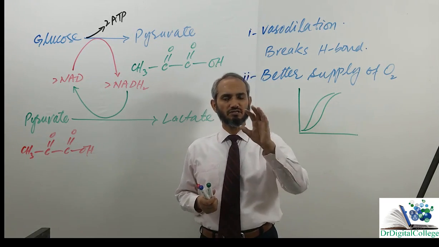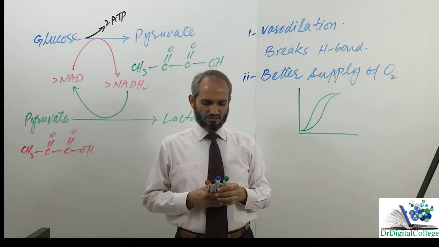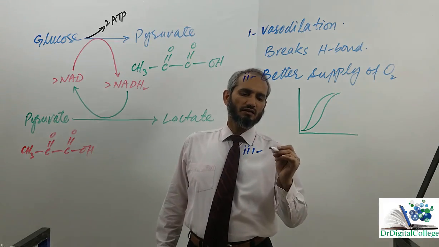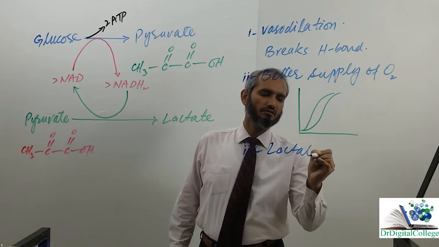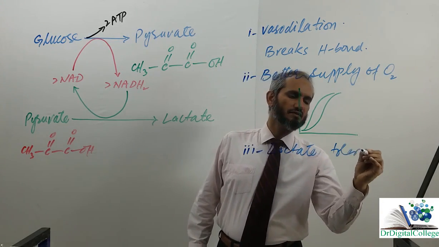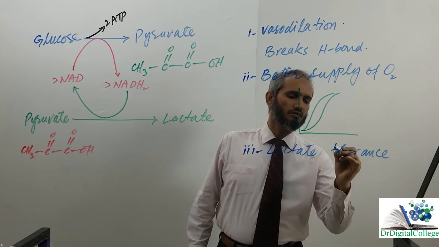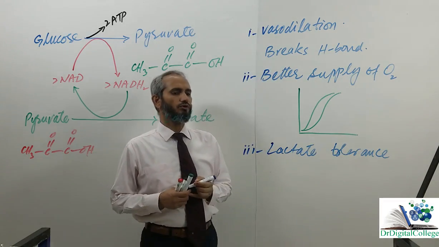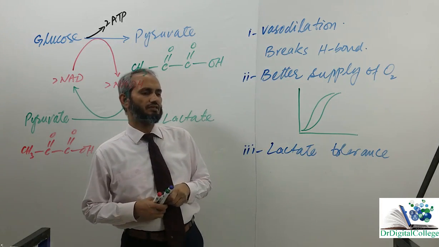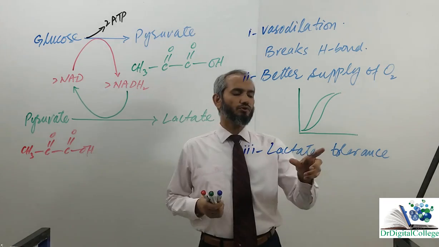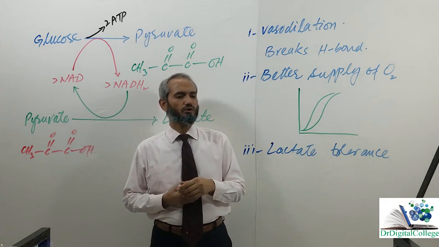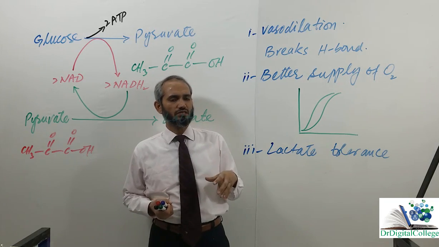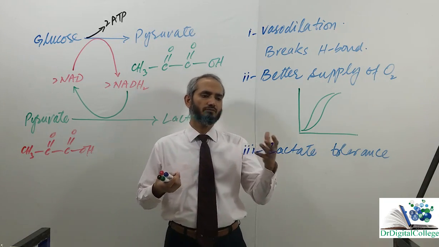This is what you have studied in detail in your previous classes. Now the third thing is lactate tolerance. In the muscles of an expert athlete, overall lactate tolerance is increased, which increases the overall size of the muscles. When more lactate can be accumulated within the muscles and muscles can tolerate it, then the overall size of the muscles is increased.